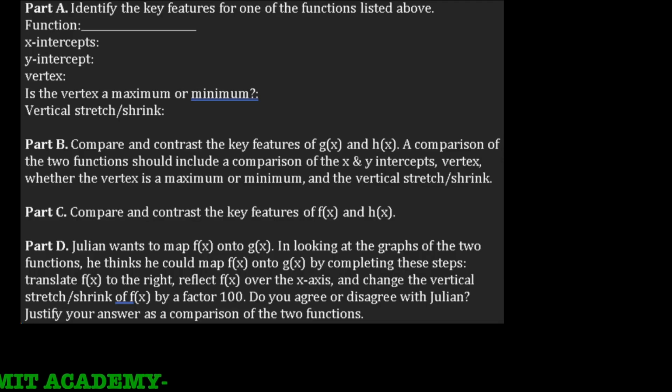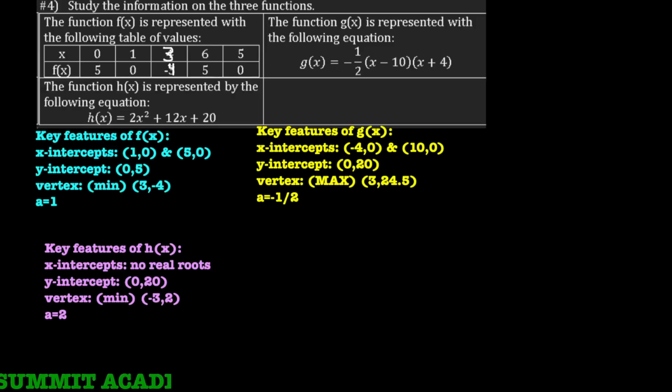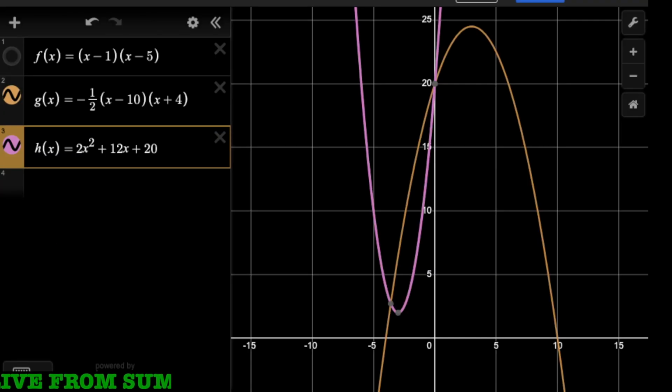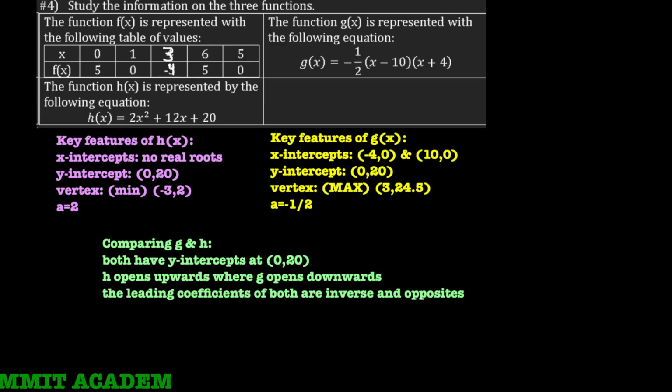So now, we did part A. In part B, it says compare and contrast key features of G and H. So we're going to say, all right, G and H. As we're looking at our two functions, G and H, we can compare the two graphs that we have. Again, be able to select and deselect your two options, but we're looking at those two graphs. If I compare my two functions, I can say, okay, I have H and G. Something that they have in common is that they both have y-intercepts at 0, 20.